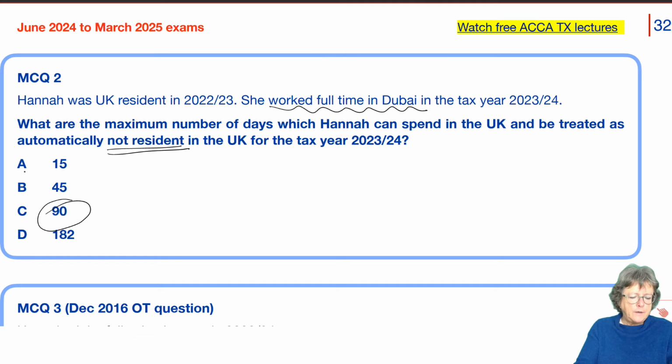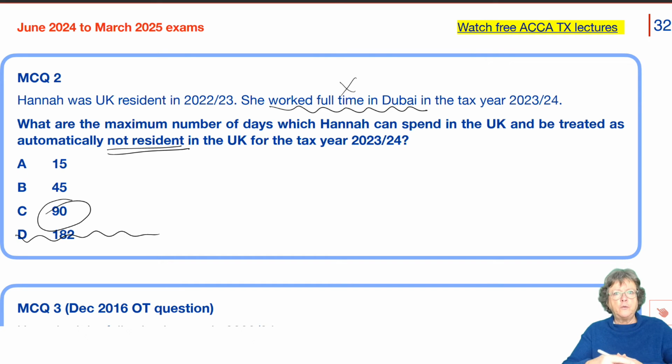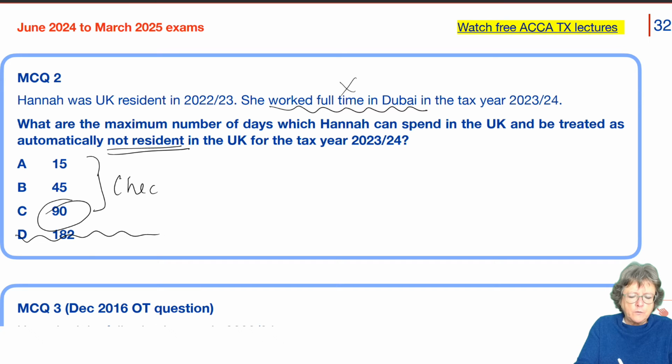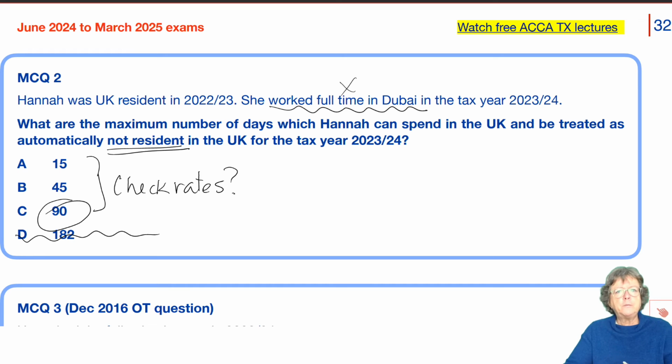And there you can see A, B, C, D, and you've got to rack your brains to work out which one is which. Now, you could delete some. It's definitely not that, because if she's here for half the year, then she can't be working full time. So common sense will help you sometimes to do this. If you're still unsure, check the rates and see if that helps.